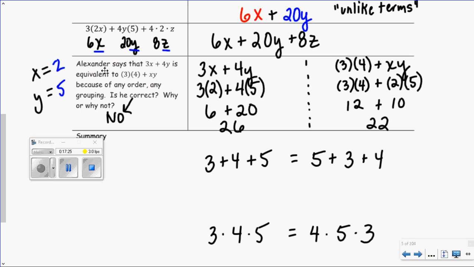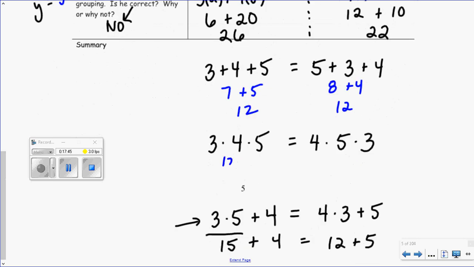And again, if you're ever confused, you should actually solve it out and see what happens. So even these ones right here, if that kind of went too fast, well, go ahead, actually solve this out and see what happens. 3 plus 4 is 7, and 7 plus 5 is 12. 5 plus 3 is 8, and 8 plus 4 is 12. So there you go. Those are equal. 3 times 4 is 12. 12 times 5 is 60. 4 times 5 is 20. 20 times 3 is 60. So again, if you're ever stuck, go ahead and actually figure out if that property would work or not.